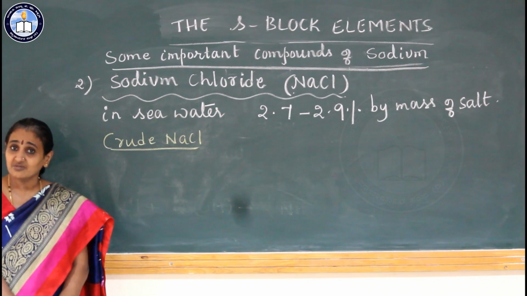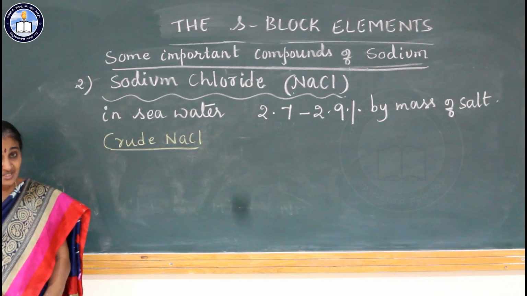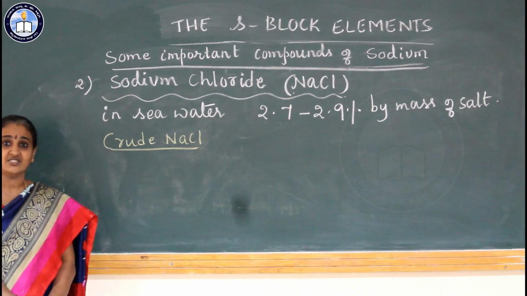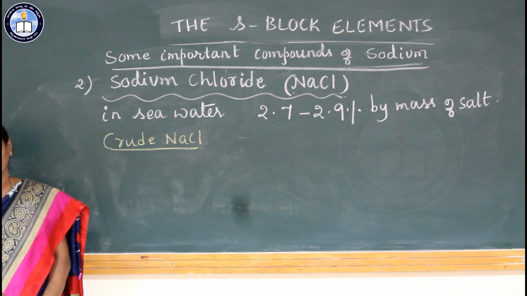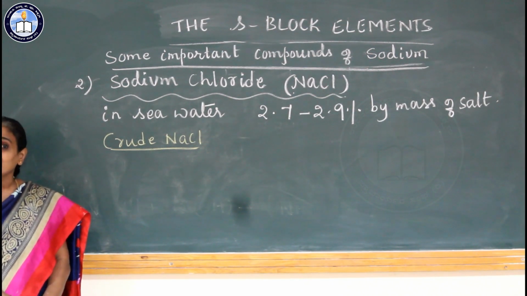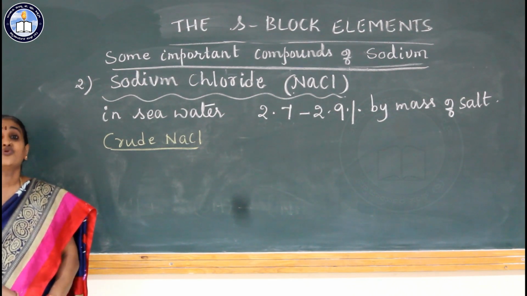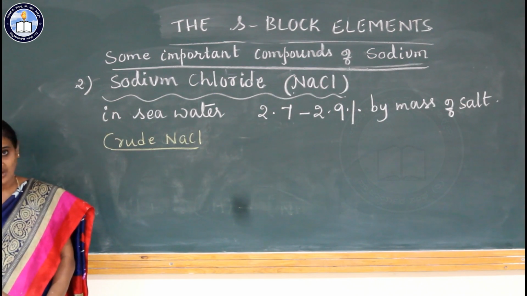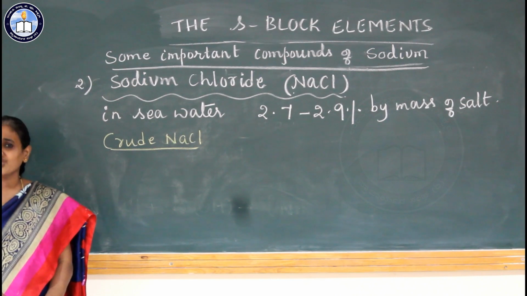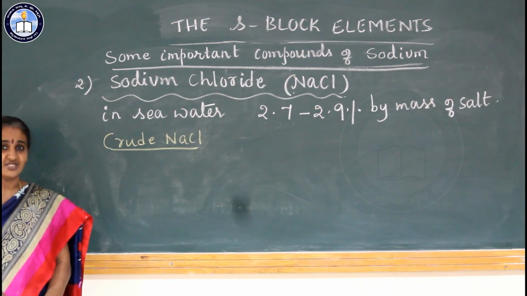For purification, the crude sodium chloride solution is taken up and the insoluble impurities are removed. Then the solution is treated with HCl gas. Due to the common ion effect, sodium chloride crystallizes out, whereas calcium chloride and magnesium chloride, which are more soluble, remain in the solution itself.